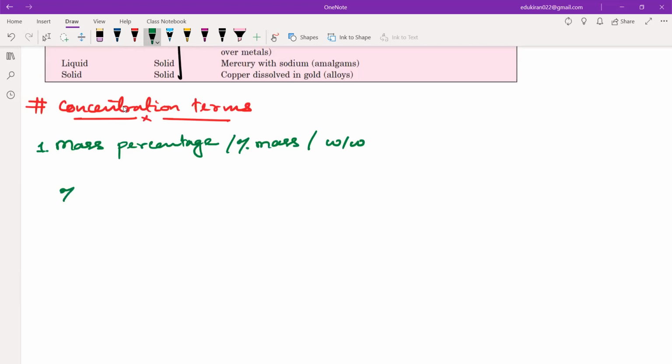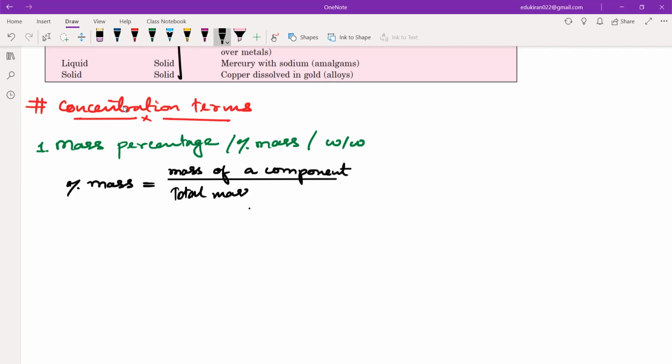So percentage mass is what? These things you have learned already in 11th standard. So let me just write them down. Percentage mass is the mass of a component divided by the total mass of solution.